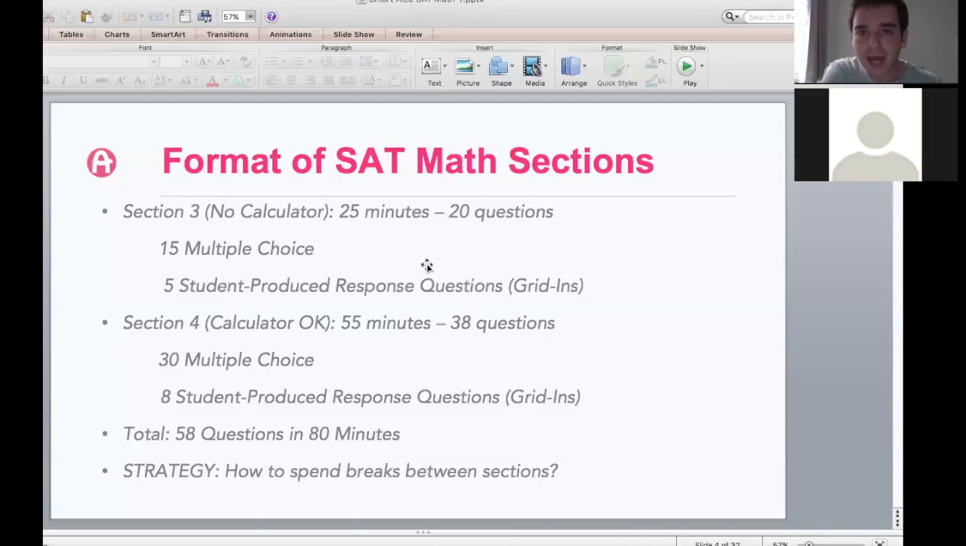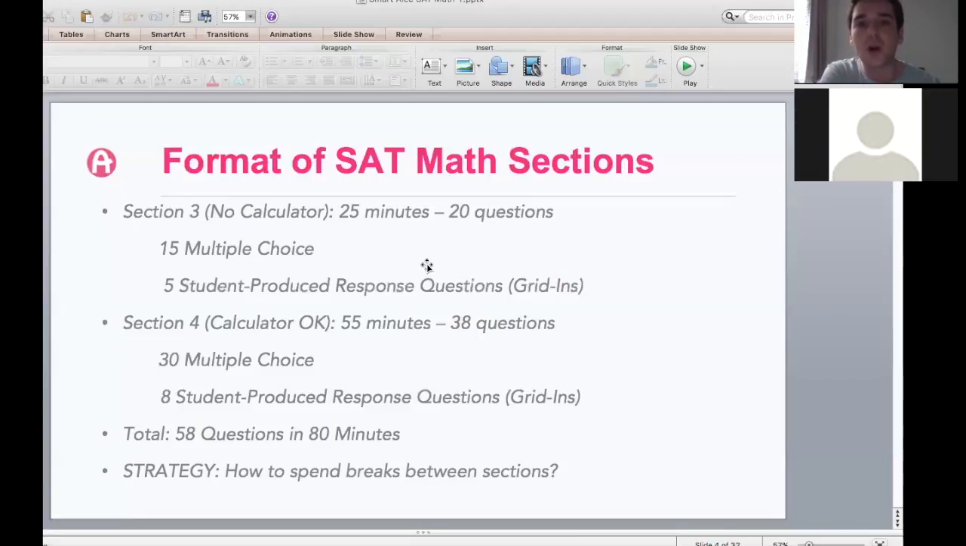So right off the bat, really for any test, but depending on the strengths of your student, it's a worthwhile question to ask: How will they prepare? How will they get themselves in the right mode?